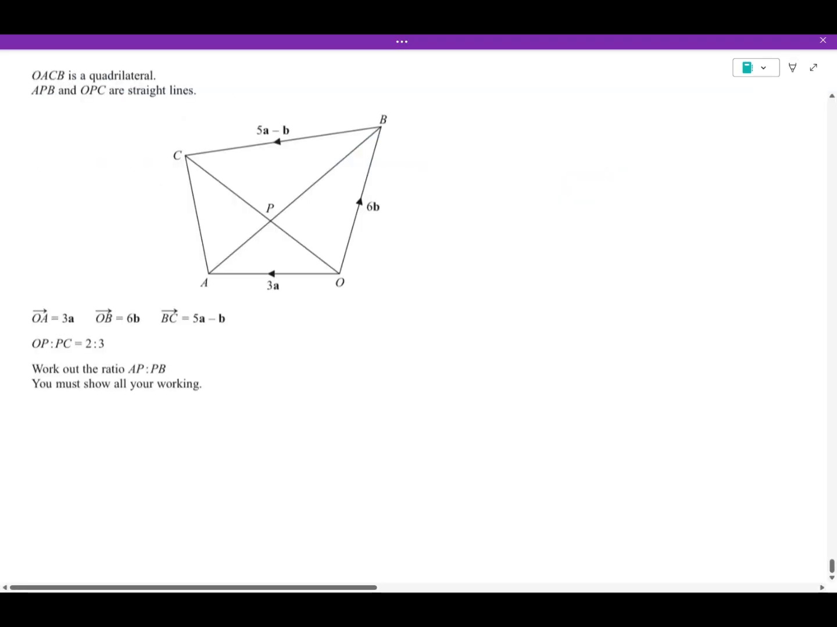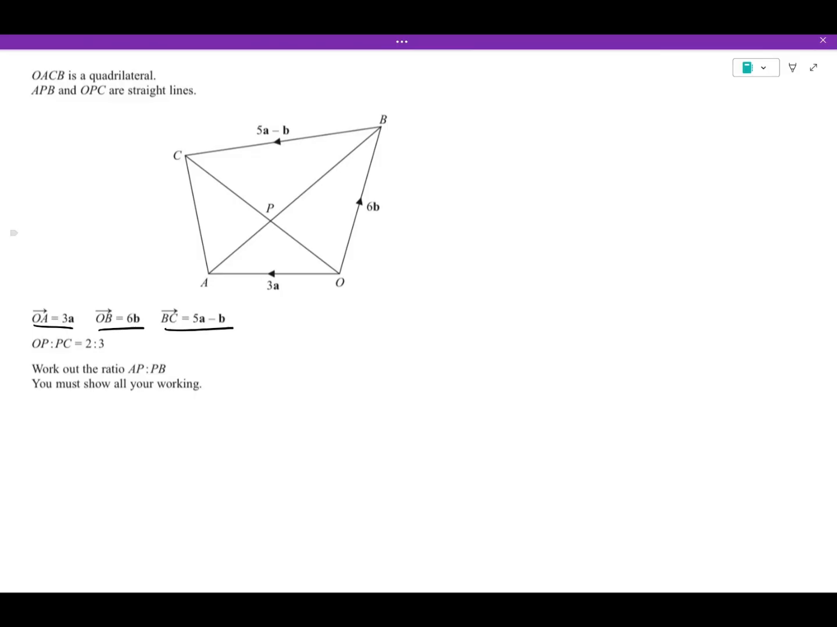We're now going to look at a harder question involving ratios. So we've got here that OACB, our big shape, is a quadrilateral. And we're also told that ACB, so this line here, and OPC, which is this line here, are straight lines. We're then given three vectors down here, which are all annotated on my diagram.